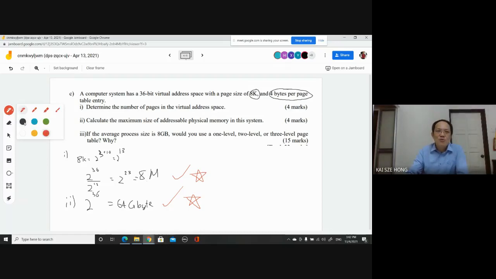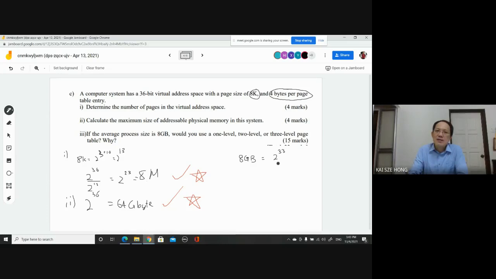Okay, so how do we do this? Let's say the process size is 8 gigabyte. 8 gigabyte is 2 to the power of 33, right? 8 giga, 8, 16, 32, 64. Correct. Okay, you have 2 to the power of 33 bytes.